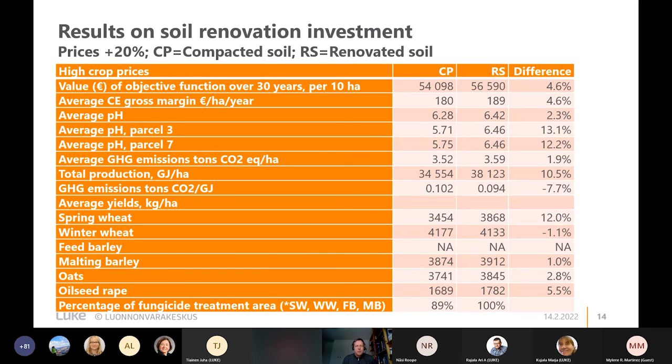And we can see that higher prices will imply almost 5% higher incomes in the long term, and even higher yields. And also fungicides are used more often, because then it pays off to use different inputs productively.